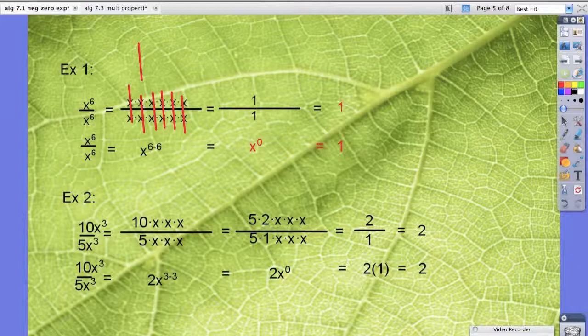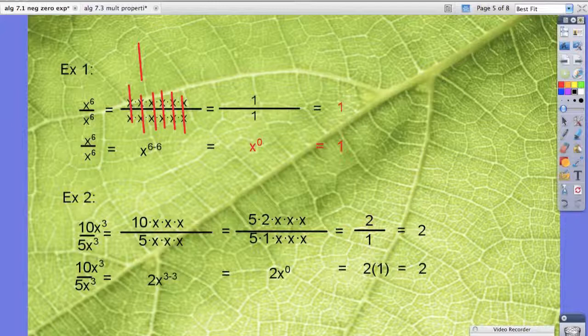If we use our division property, it's x to the 6th divided by x to the 6th. We subtract the exponents, top minus bottom. That's x to the 0 power. And because we see in this example that both equations start off the same, that means that x to the 0 and 1 are going to be exactly the same thing. So again, anything raised to the 0 power equals 1.